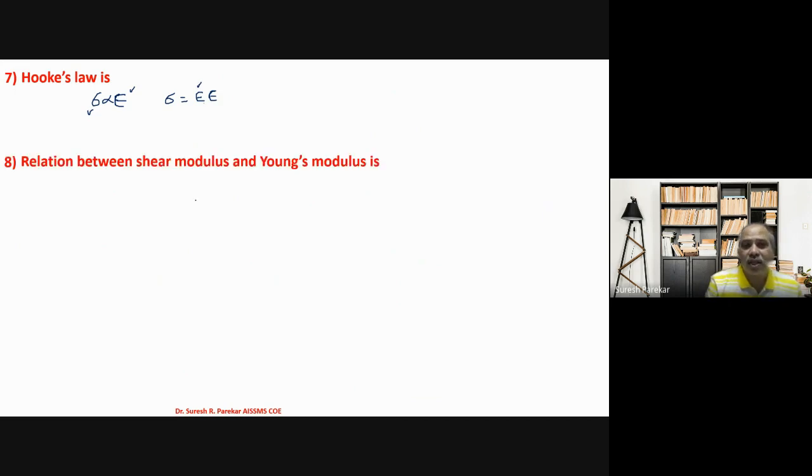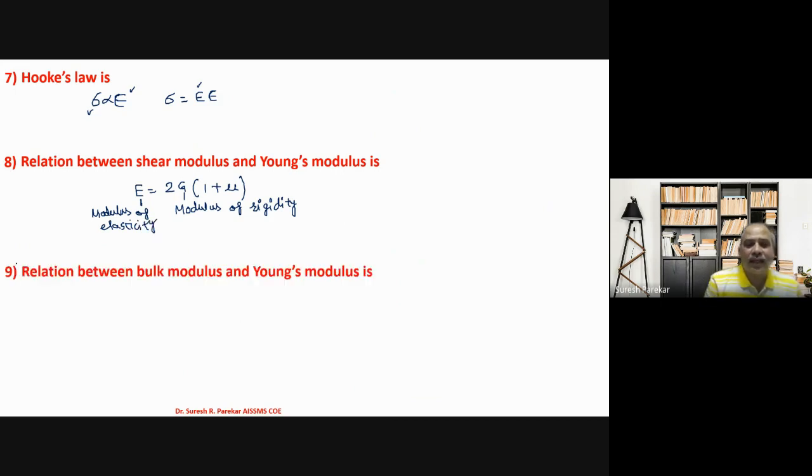The relation between shear modulus and Young's modulus is E equal to 2G in bracket 1 plus mu. Here E is Young's modulus or modulus of elasticity, and G is shear modulus or modulus of rigidity. So we should know all these names. So these moduli we should know, and then we can have this relationship.